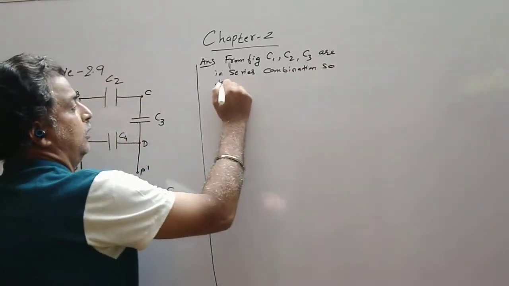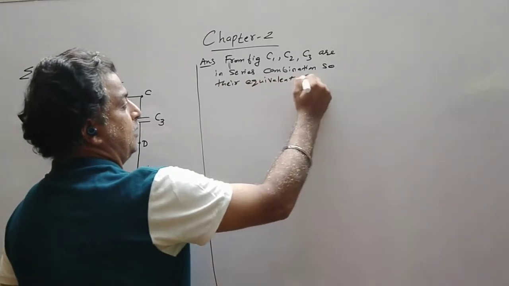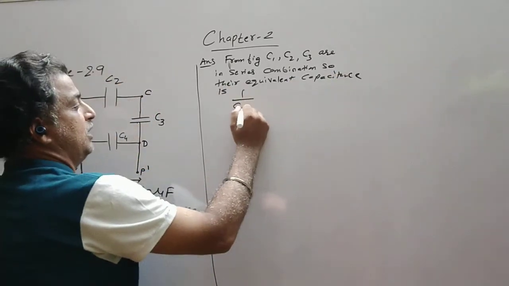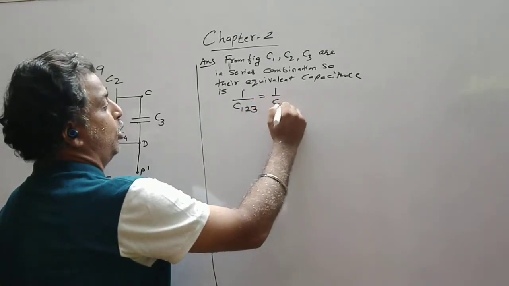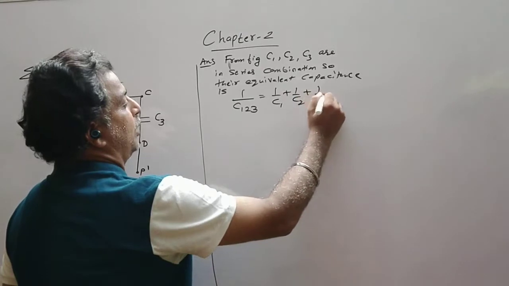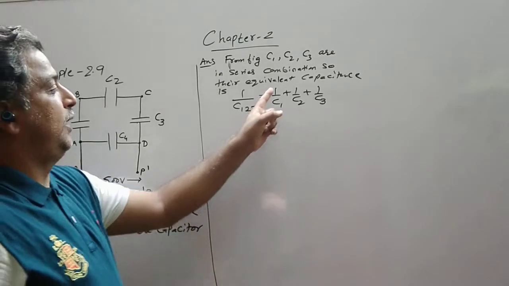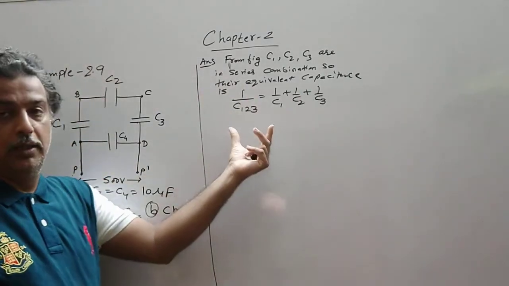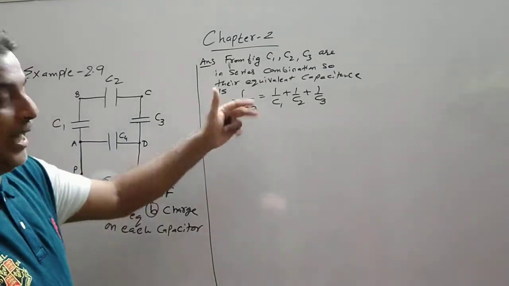So their equivalent capacitance is given by 1 upon C123. Let the equivalent be named C123. That is equal to 1 upon C1 plus 1 upon C2 plus 1 upon C3. Now all the capacitors have the same value, so they are identical. Otherwise you calculate this: 1 by 10 plus 1 by 10 plus 1 by 10, that is 3 by 10. Then you do the reciprocal. So it becomes 10 by 3.